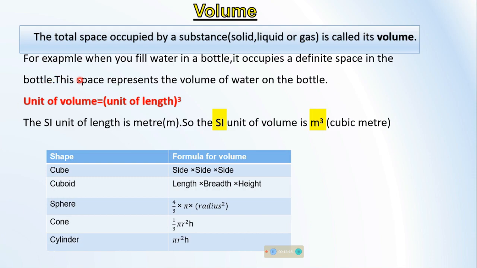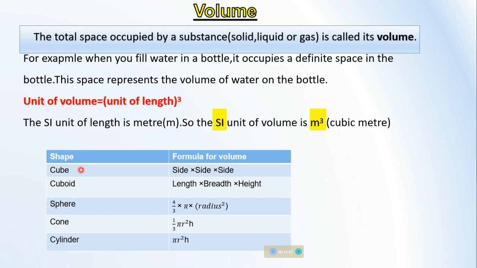Volume. The total space occupied by a substance, solid, liquid or gas, is called its volume. For example, when you fill water in a bottle, it occupies a definite space in the bottle. This space represents the volume of water in the bottle. The unit of volume is equal to the unit of length cubed. The SI unit of length is meter, so the SI unit of volume is meter cubed.